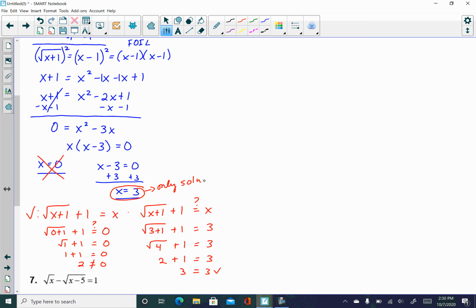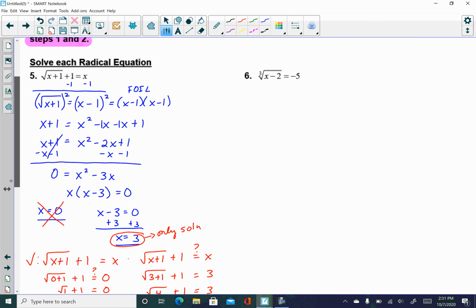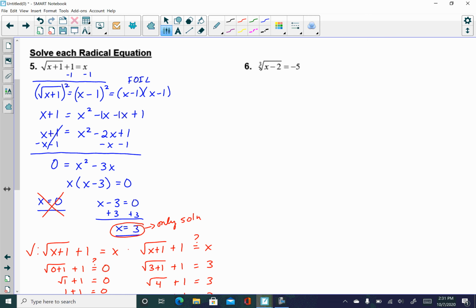Okay? X equals 3. All right, so the only thing different in number 6 is that it's being raised to the third power. When you first start out, your cube root, your radical, is already isolated, so you don't have to isolate it like we did on the first one.